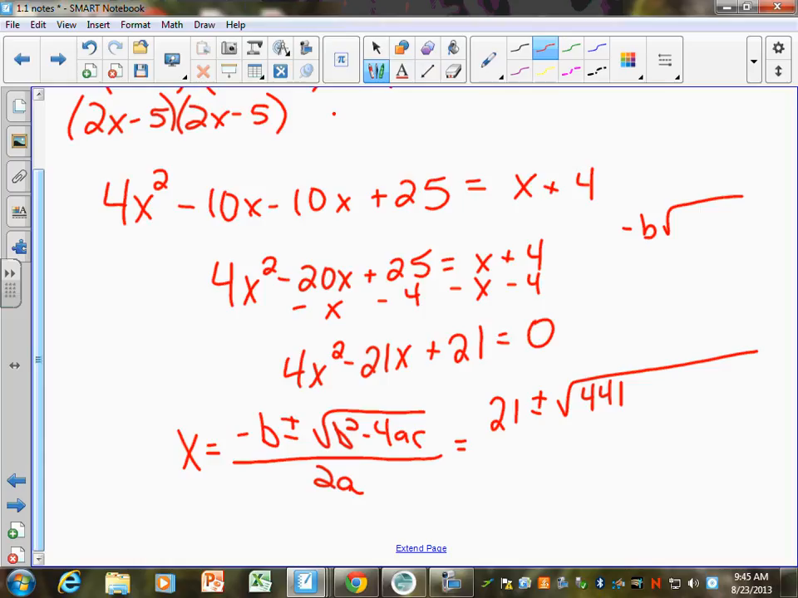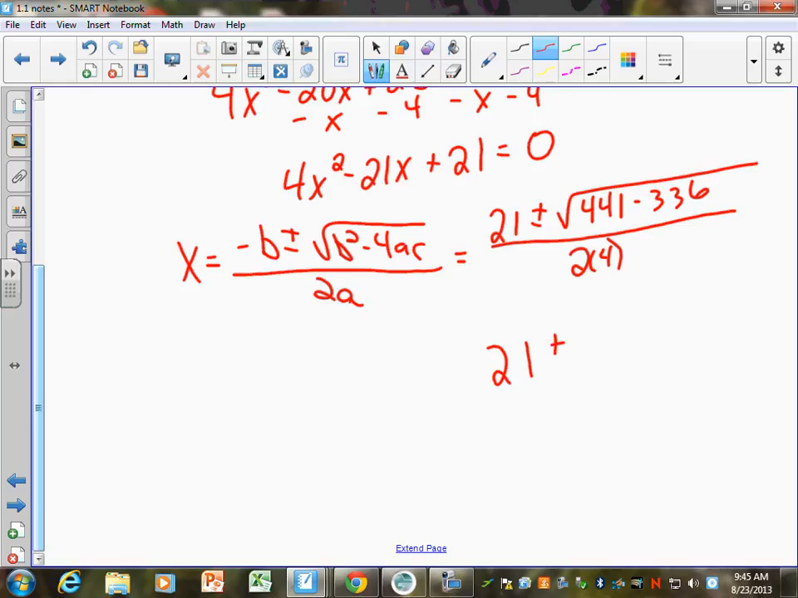That's what it was. Minus 4ac, so negative 4 times 21 would be minus 336, all over 2 times a, which is just 8. I did have b squared minus 4ac. That's good. I got 105 under my radical. Did you get 105 under your radical? Yeah, 105. I don't think that's going to simplify. So that's going to be my answer.